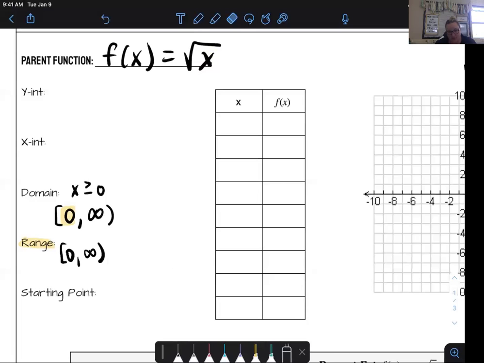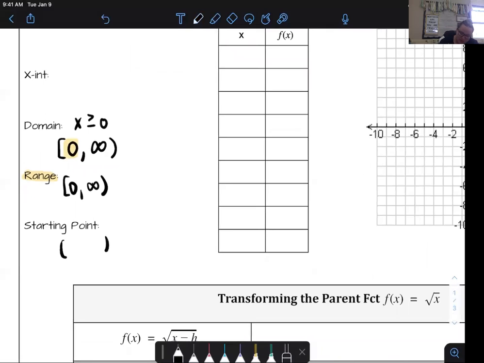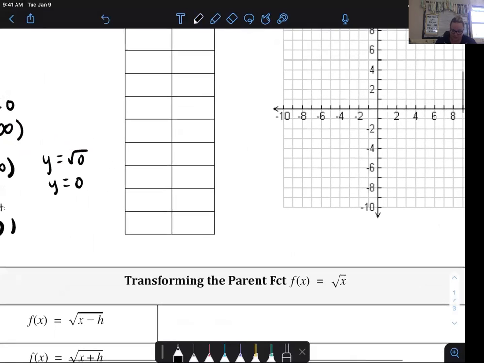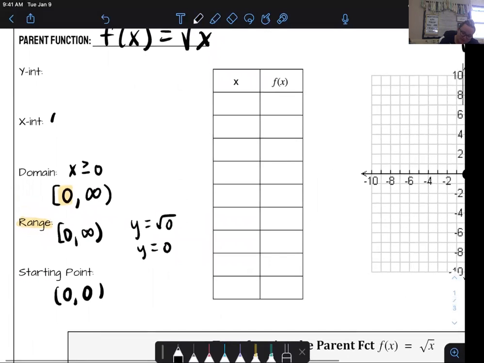So now let's talk about our starting point. Our x values start at 0. When I plugged that into my function, I got 0. So my starting point is at 0, 0. I'm going to go ahead and put that on my graph at 0, 0. Now, as you can see, that starting point of 0, 0 is also our x-intercept and our y-intercept. Because it's at the origin, our x and y-intercept is the same point. So our x-intercept is 0, 0, and so is our y-intercept.